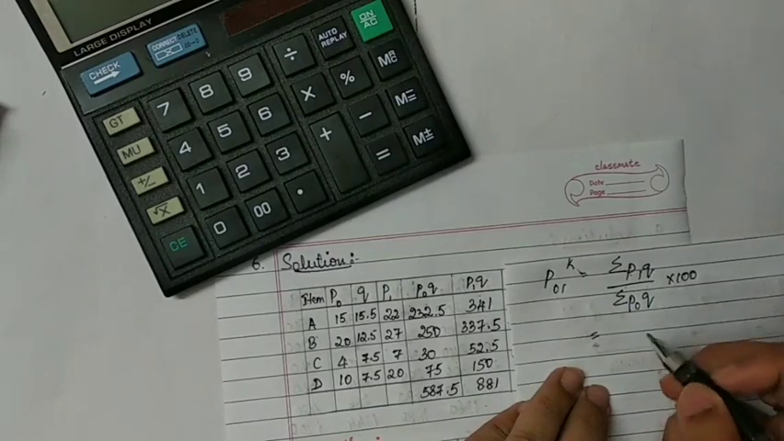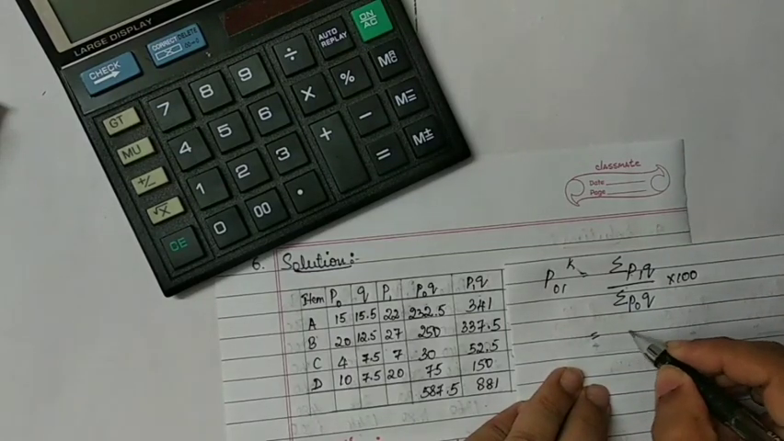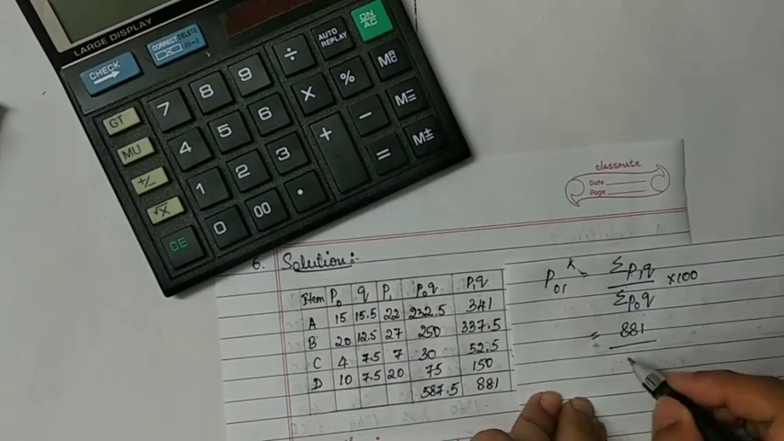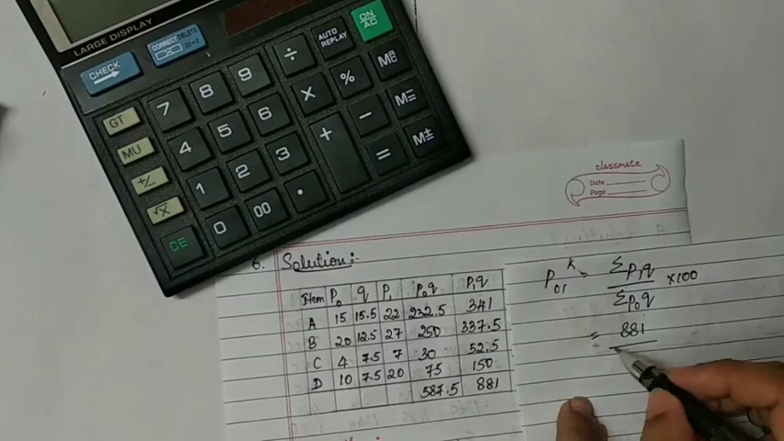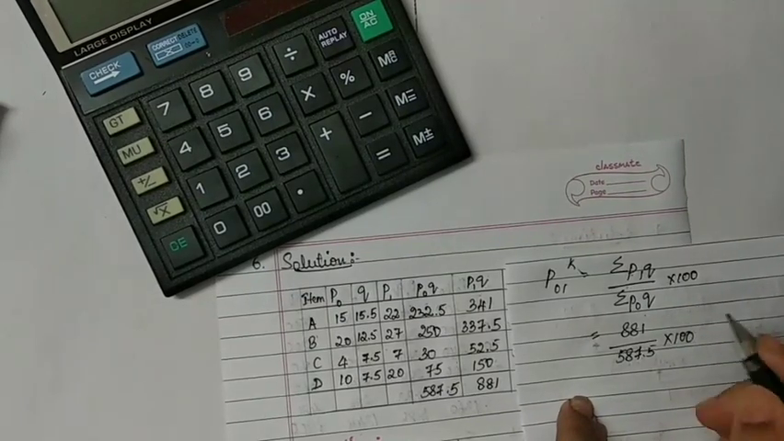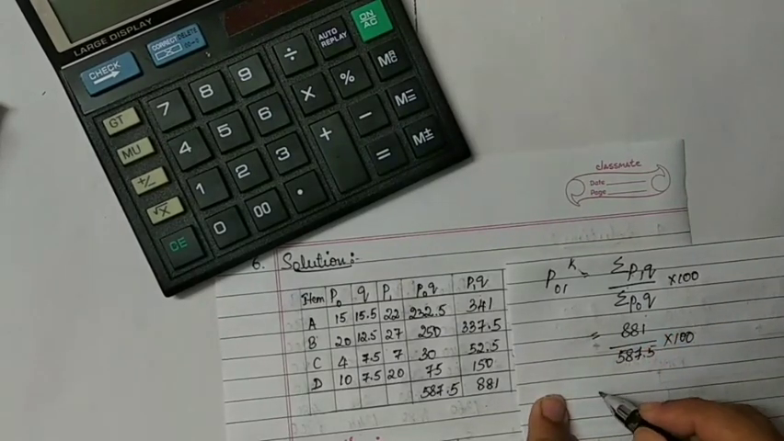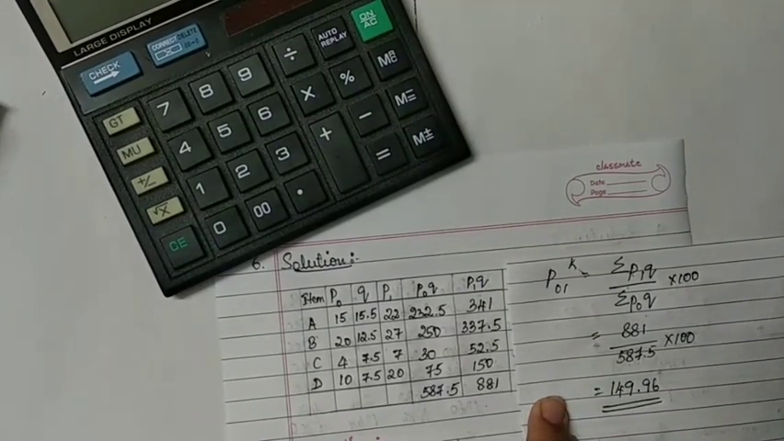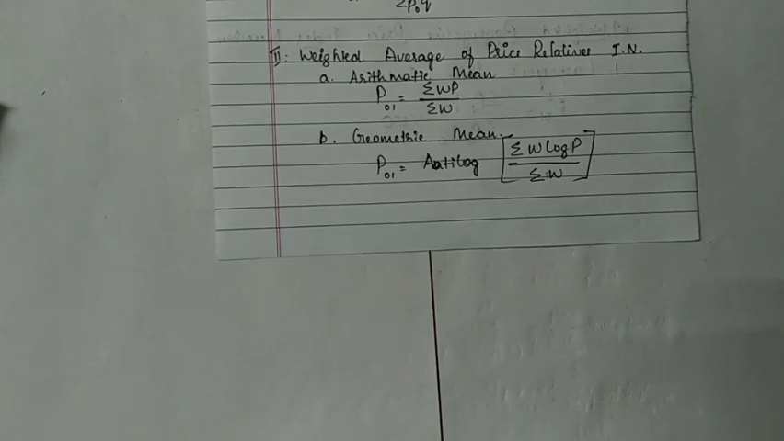P01Q, that is summation of P1Q is 881 and summation P0Q is 587.5, into 100, and the answer is 149.96. That's it. We are done with this problem. I hope you understood this problem. So with that, we are done with the calculation of index number based on weighted aggregative.